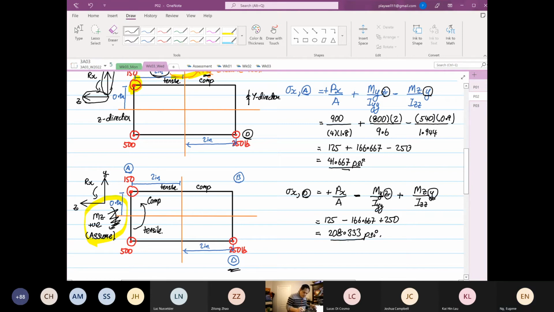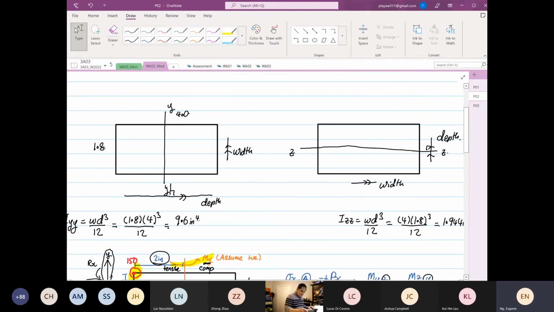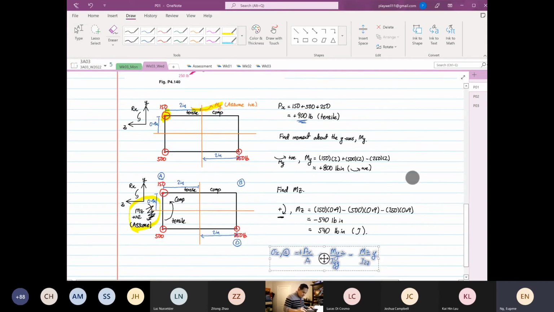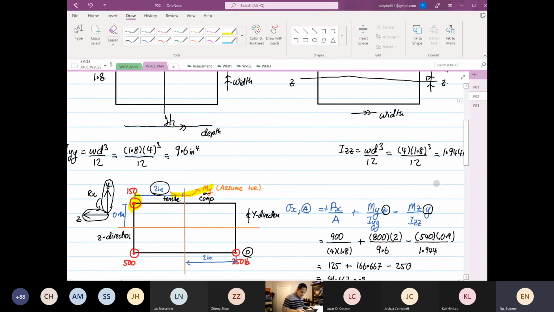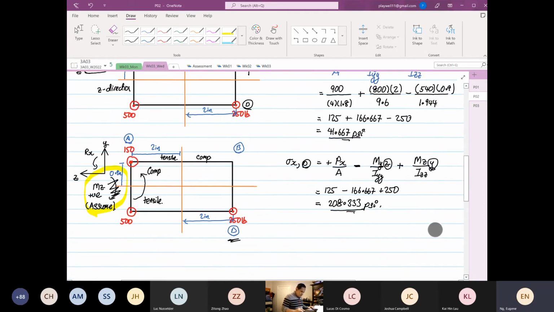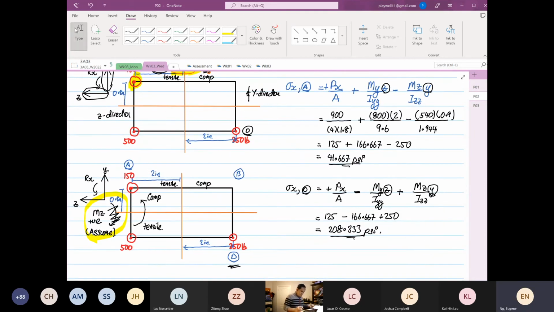Don't worry. If I make a mistake, you get fine. If you just want to verify, it's also okay. All right. So the next thing is we are going to find. The question asks us to find the neutral axis intersecting ABD. That's what the question asks. So for that case, I'll still need to find point B.